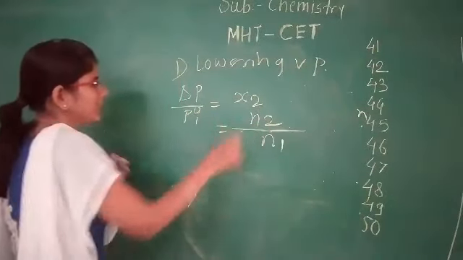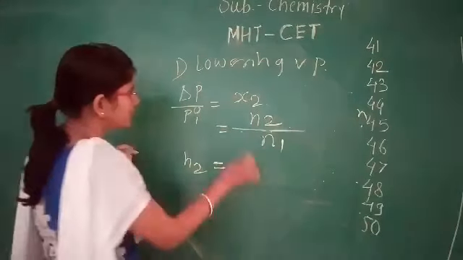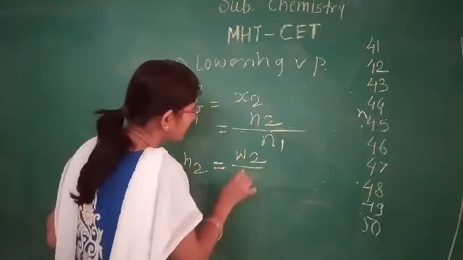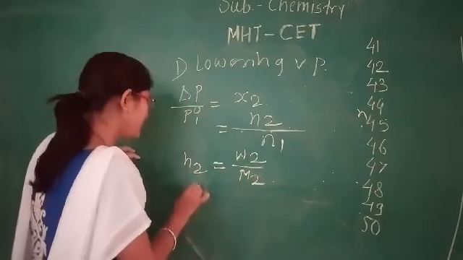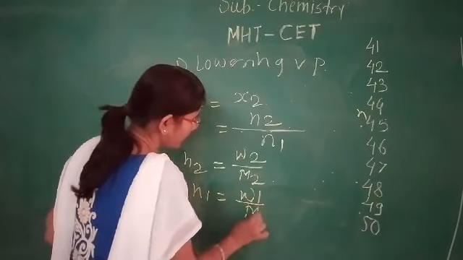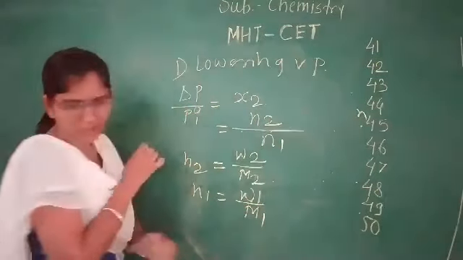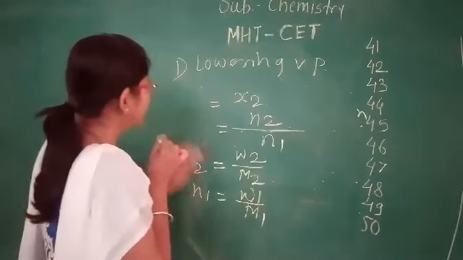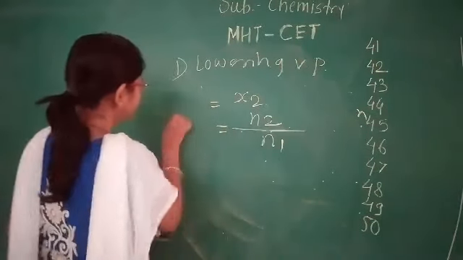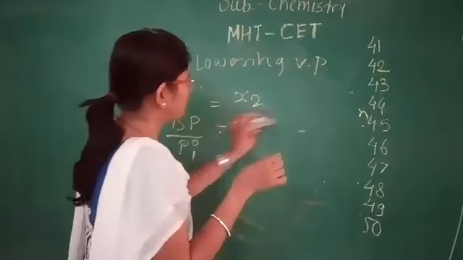And we know what is the n2? n2 means the number of moles of the solute, which is equal to W2 upon M2. What is the value of n1? n1 which is equal to W1 upon M1. Put both these values in this equation. We have here delta P upon P01 which is equal to n2.